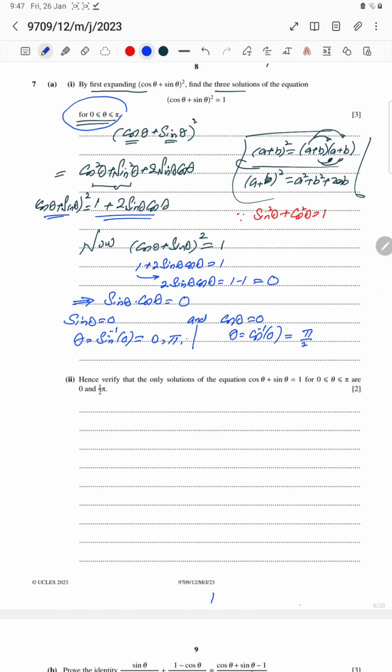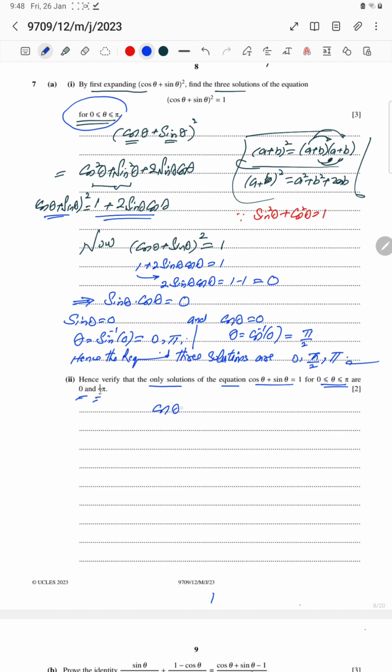As we are looking for the three solutions, which are they? Hence the required three solutions are 0, pi by 2 and pi. Now verify that the only solutions of this equation lying between 0 and pi are 0 and pi by 2.